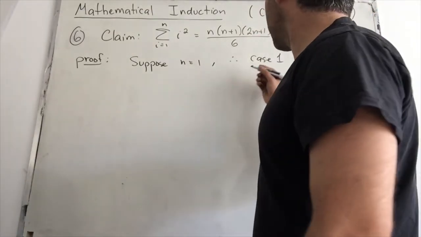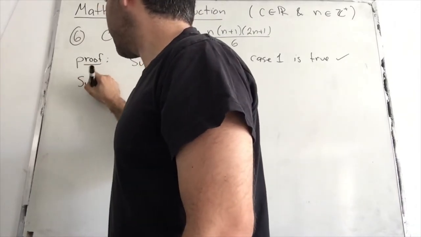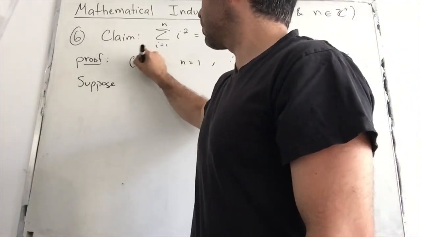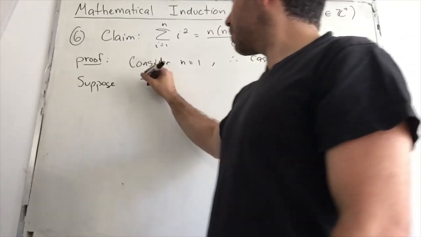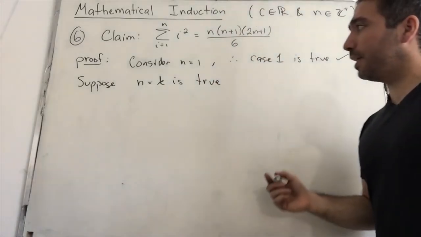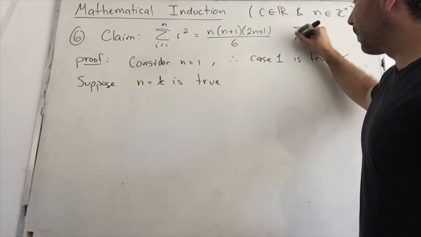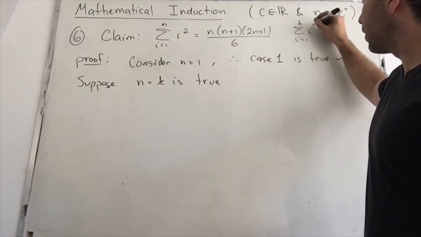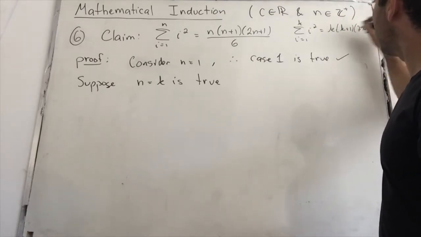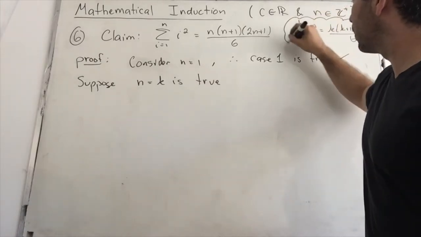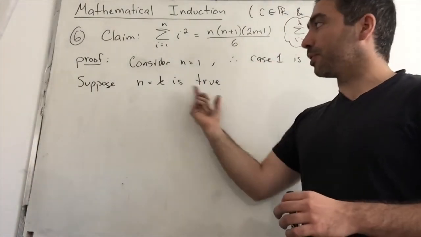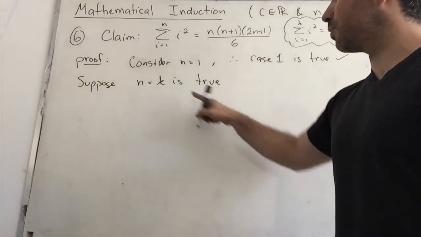Suppose n equals k is true. So what we're saying here is the sum from 1 to k of i squared is equal to k times k plus 1 times 2k plus 1, all that over 6. We're assuming this to be true. Let's pretend this is true for now. We don't know. And if this is true, we want to show that the k plus 1 case is true. This is the inductive step.